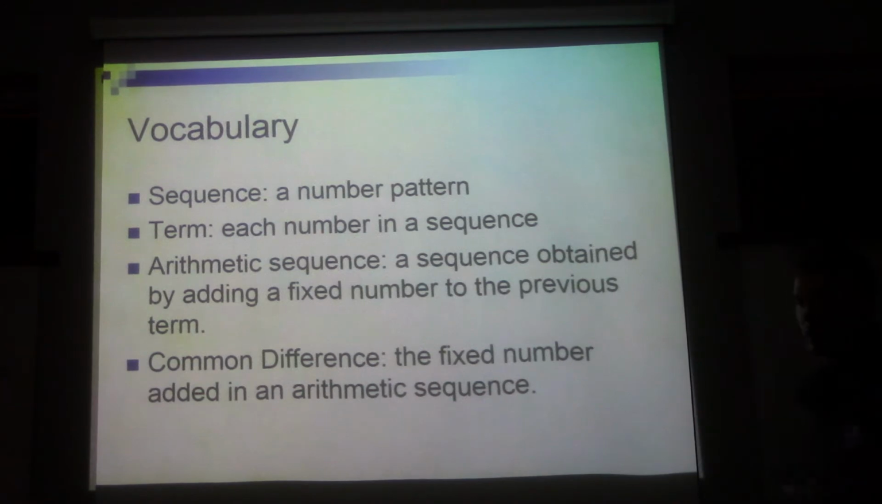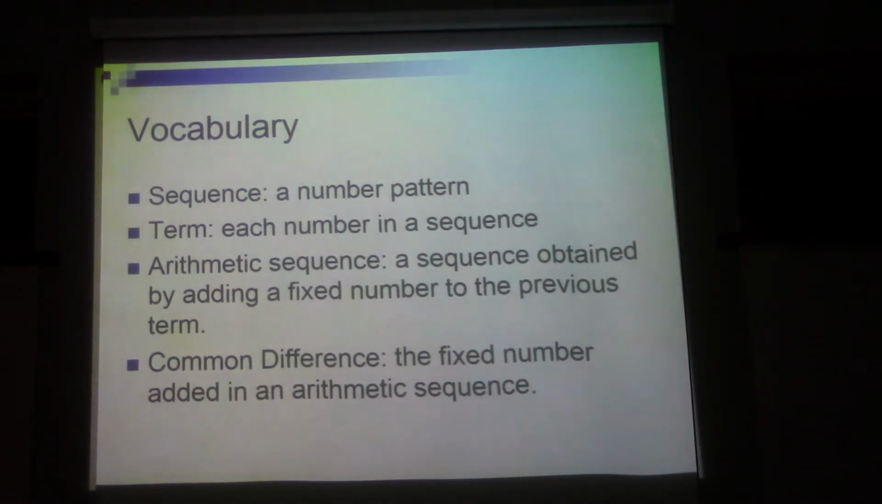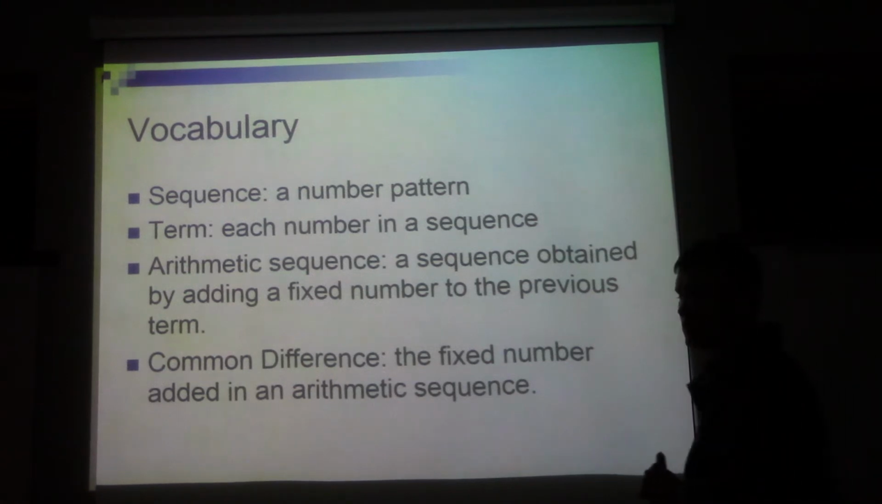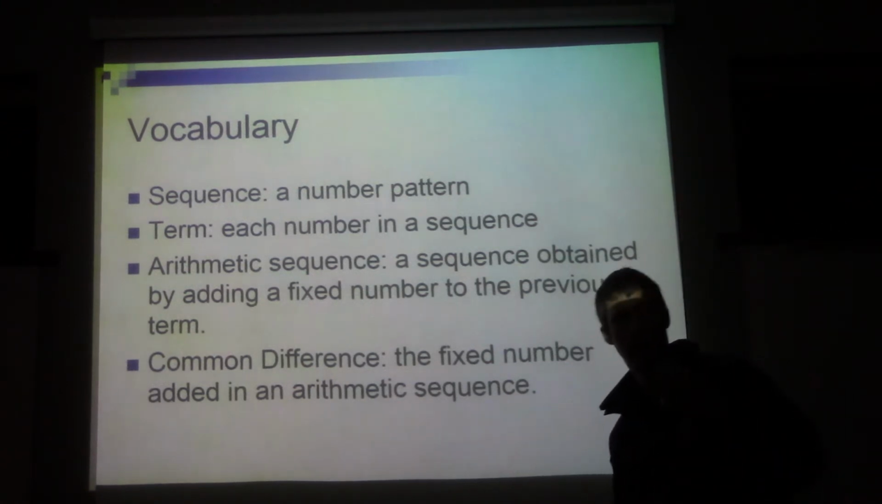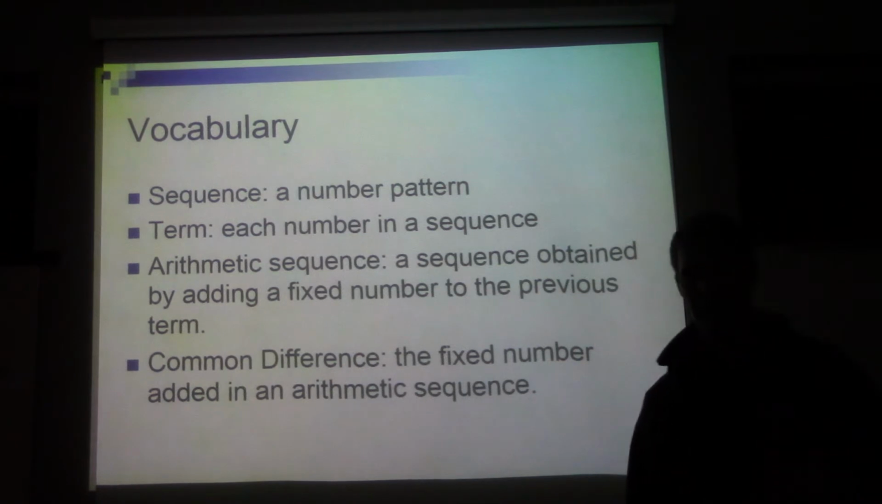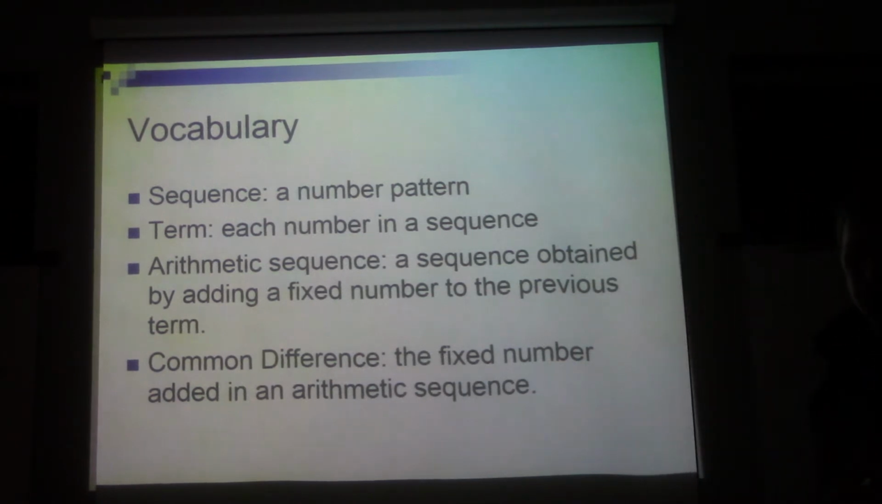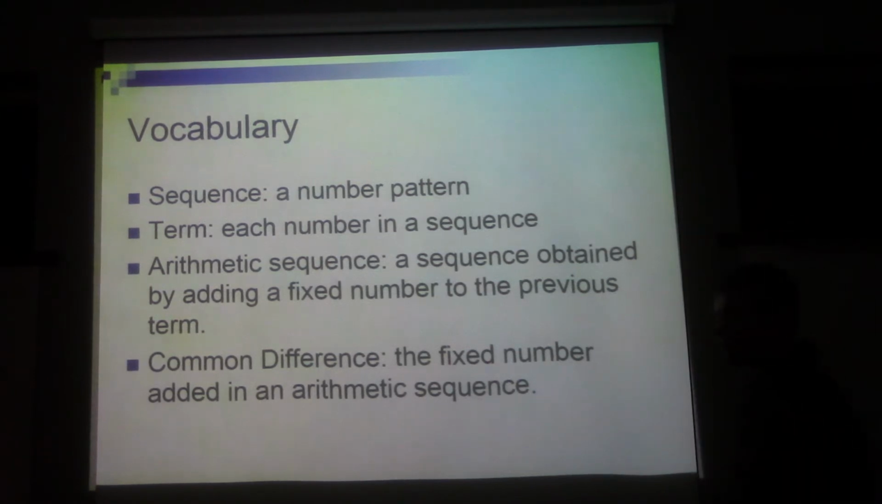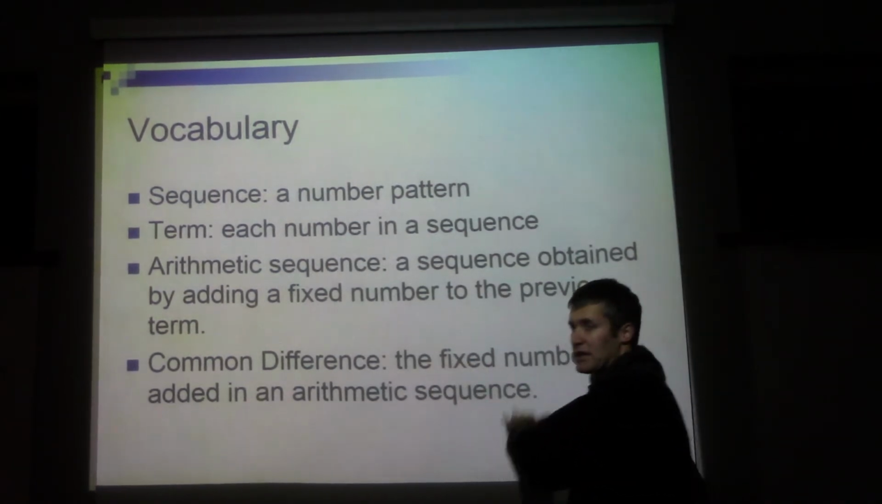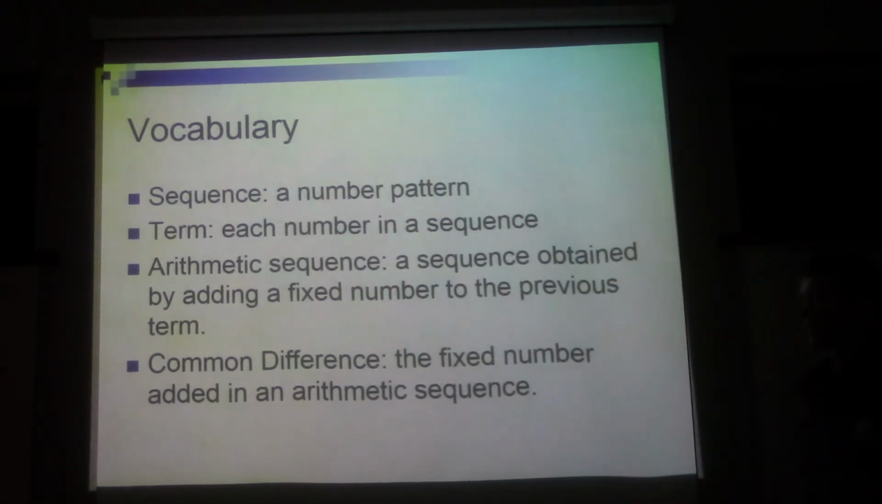What we're going to be looking at next is coming up with what we call a function for it. A number sequence is a pattern. A term is one specific number in the sequence. An arithmetic sequence is one that we describe by adding the same number each time. Adding or subtracting: we'd say add 5, or if we're subtracting 5, we could say add negative 5. The common difference is the number that we're adding to get the next term in our sequence.